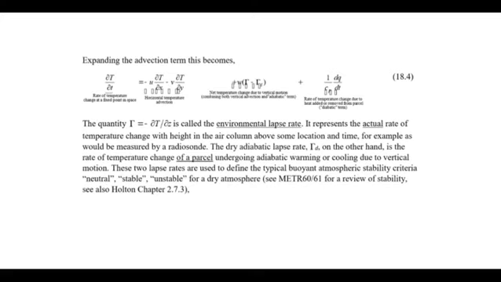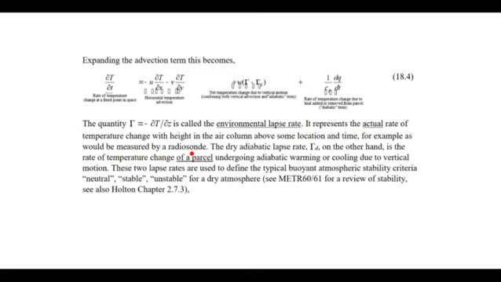So to summarize what we saw in the last slide: the horizontal advection term, and the net temperature change due to vertical motion. This combines both the vertical advection, the adiabatic term, and the diabatic term. Like we said, this quantity gamma here is called minus dT/dz. It's called the environmental lapse rate. It represents the actual rate of temperature change with height in the air column at some location in time, for example, as we measured by a radiosonde.